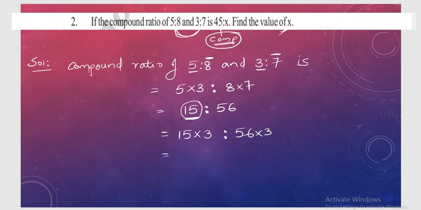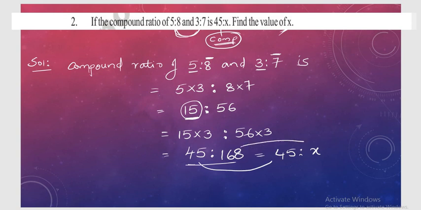Now what I am going to do? 15 3s are 45 is to, so 56 3s. So 6 3s are 18, 3 5s 15, 1 16. Now compare this, and this particular compound ratio is given as 45 is to x, no? So on comparing the ratio terms, the antecedent is 45, here the antecedent is 45, automatically consequents are also equal. So from this what I can say, x is equal to 168.